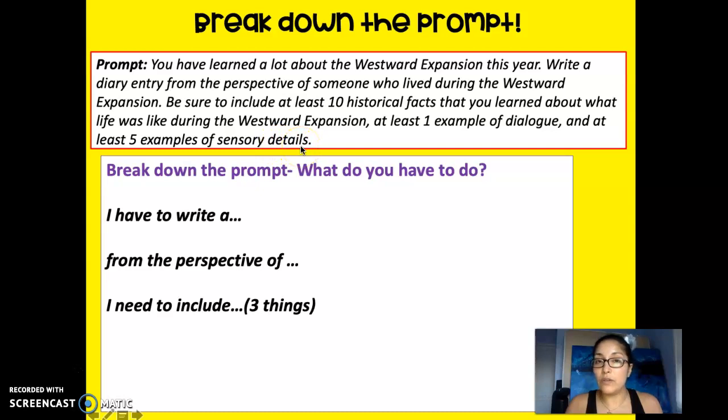Okay, so we know the first step when we're trying to answer a question or answer a prompt is to break it down into what is it really asking you to do. So I want you to try to use the prompt to fill in or finish these sentence starters. I have to write a, from the perspective of, and I need to include, what are the 3 things you need to include. Go ahead and do that now.